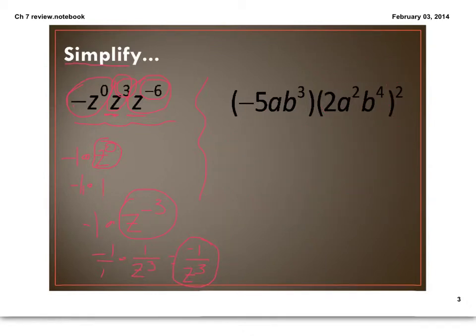The second example, though, I do want to kind of show you the long way. So when we look at it, okay, negative 5ab to the third. Well, that's the same thing as negative 5 times a times b times b times b. Again, this is another way to do it. And then over here, we're going to multiply this times 2a squared b to the fourth. And then I want to take that to the second power.